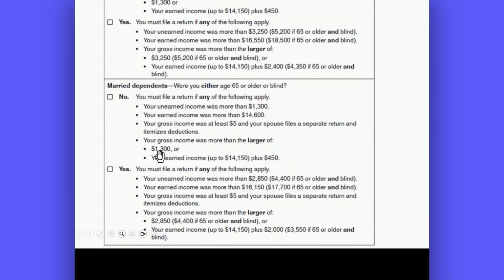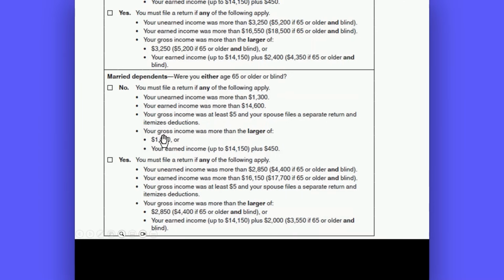And again, this bottom one, the gross income did not change. So these numbers are exactly the same, whether you are a married dependent or you are a single dependent. The one difference is if they are married filing separate, then remember, if they've got gross income of at least $5 and their spouse files a separate return and itemizes deductions, then that married dependent has to file their own tax return. What if you have a married dependent who is over age 65?